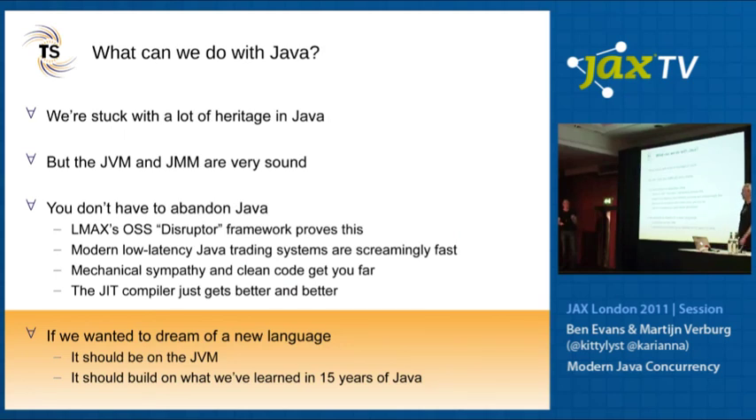The JVM and the JMM are very sound. And these frameworks where more is done behind the scenes and you don't have to care as much are probably the best that we can do, because all of this will still have to coexist with code, which unfortunately is stuck in classic world. But if you wanted to dream of a new language, it should be on the JVM, and it should build on what we've learned in 15 years of trying to develop applications with Java. I wonder if we have any of those languages around.